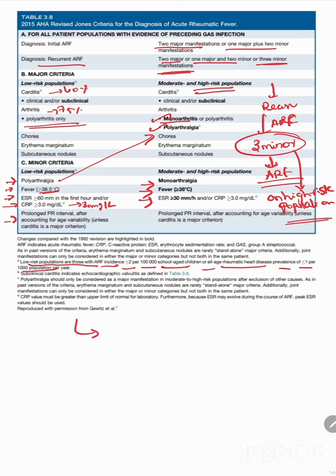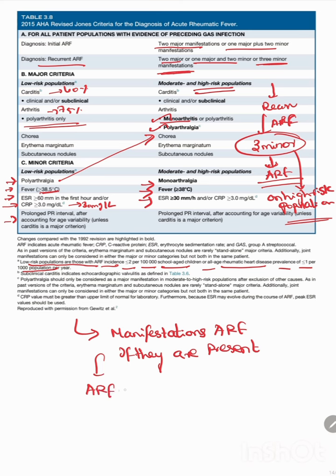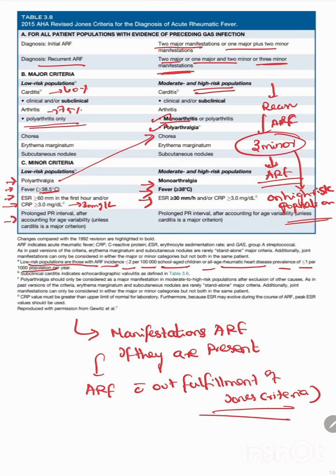And there are certain manifestations of acute rheumatic fever, if they are present, you can label a diagnosis of acute rheumatic fever without fulfillment of Jones criteria.